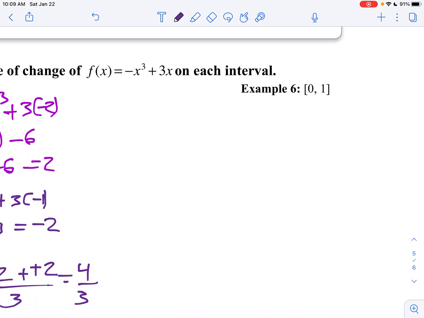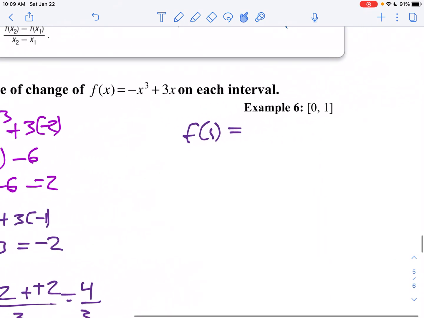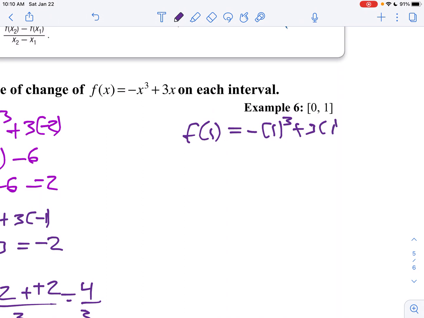So I'm going to find f of 1 first. And so I'm going to replace x with 1. So say the opposite of 1 cubed plus 3 times 1. So it'll be -1 plus 3, which is 2. Now I'll turn around and I'll find f of 0. And nice things happen at 0 because it's 0 plus 0, which is 0.